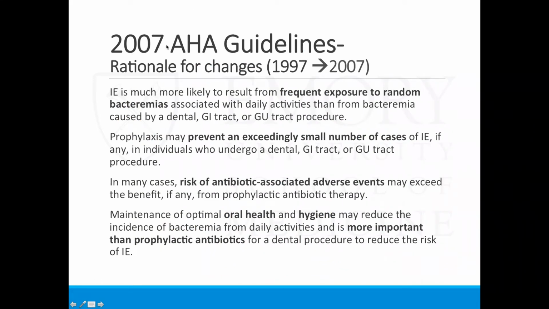So moving forward again, the 2007 guidelines represented the big paradigm shift. And like I said, these are actually what the guidelines today are based on. They included a number of rationales as to why they made the changes they did. Some of those included, like I mentioned before, that infective endocarditis actually results from frequent exposure to these random bacteremias rather than these procedures. And they acknowledged for the first time that prophylaxis only prevents a super small number of cases of infective endocarditis in patients who undergo these procedures. And it's mostly related to transient bacteremias.